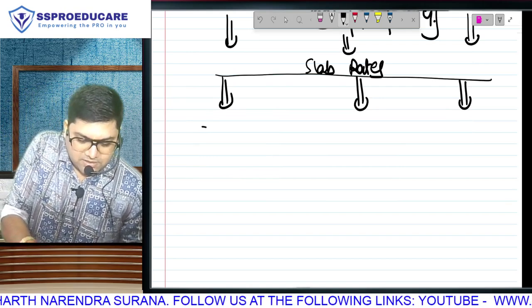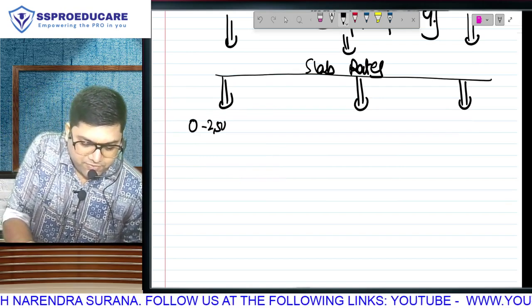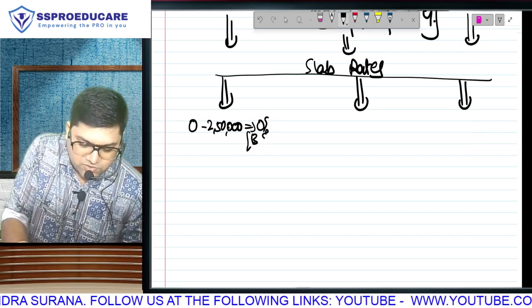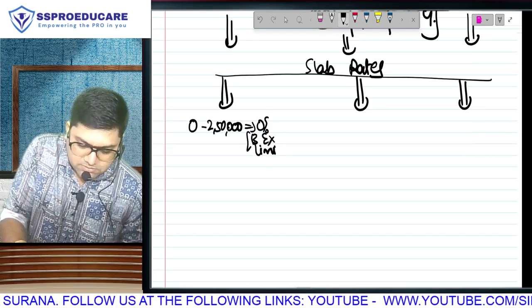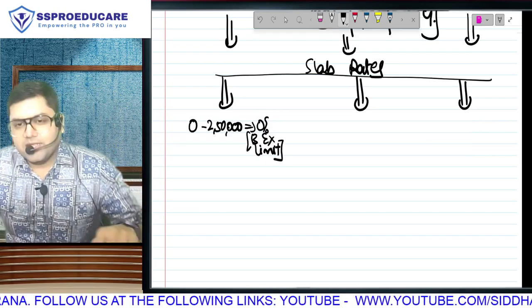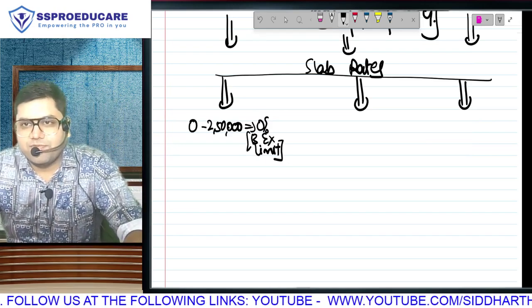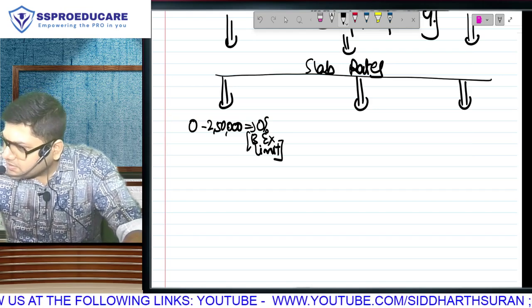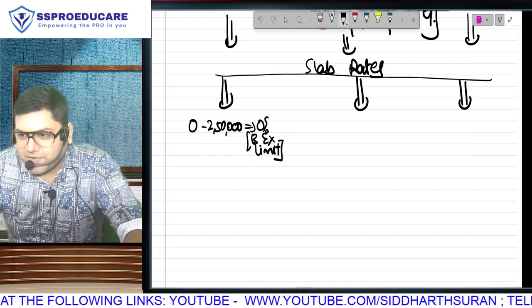So, for the first category, 0 to 2,50,000, there will be no tax, 0%, also known as the basic exemption limit. 0 to 2,50,000, basic exemption limit. Same thing. Now you recollect, first 2,50,000, no tax.